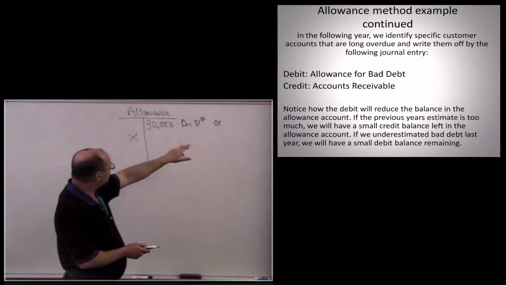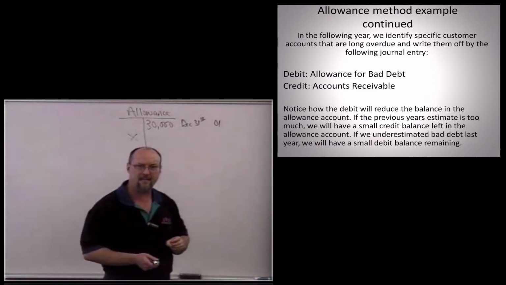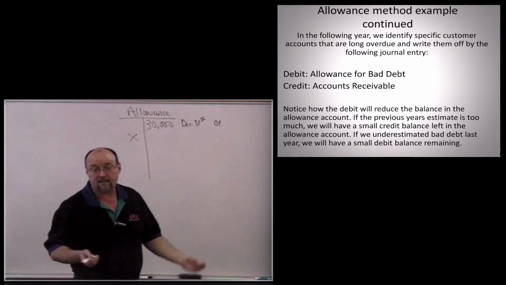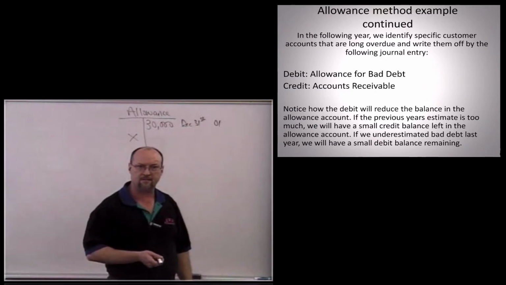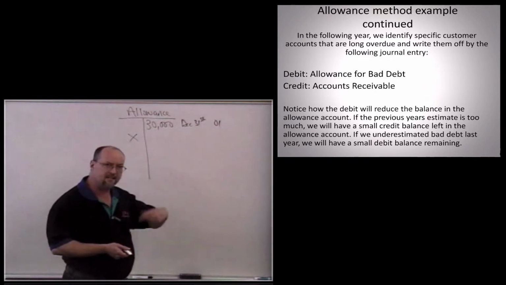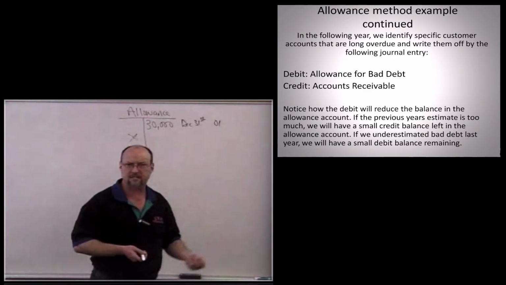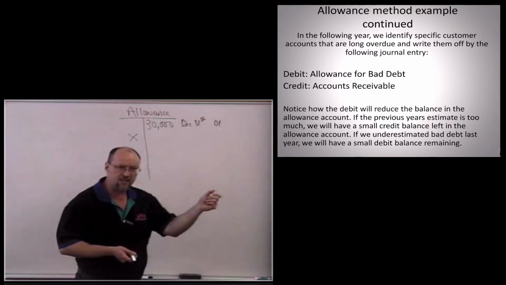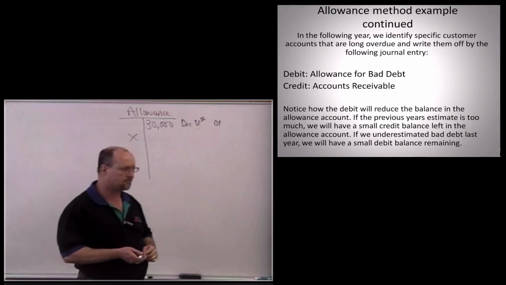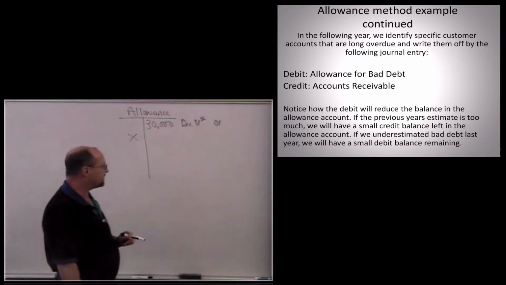This account was included in this estimate. I don't know who specifically isn't going to pay me. I simply know that X% of my customers aren't going to pay me. It's just the nature of our business and most businesses. So in the following year, I identify bad accounts that have been out there for 5, 6, 7, 8 months. I start to kind of shake the tree, and out come the bad apples, and I write off these particular accounts. Notice how the debit will reduce the balance in the allowance account.